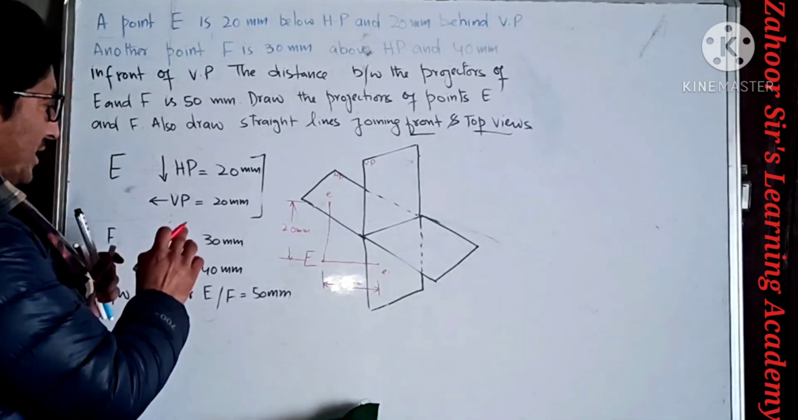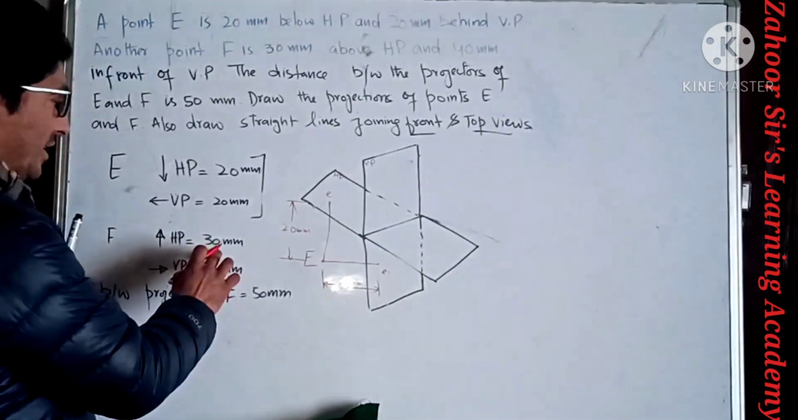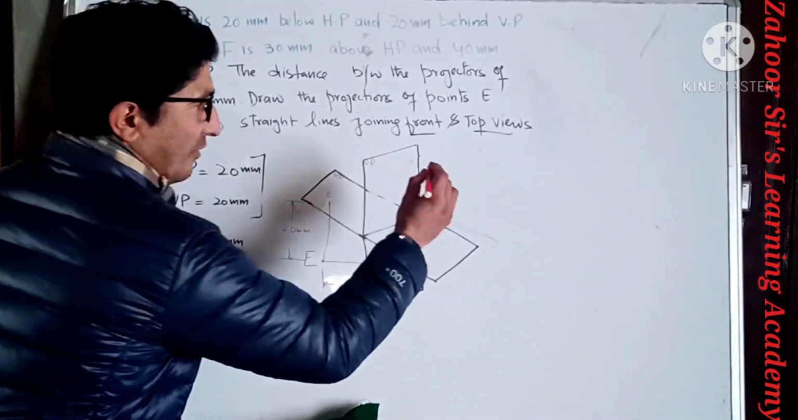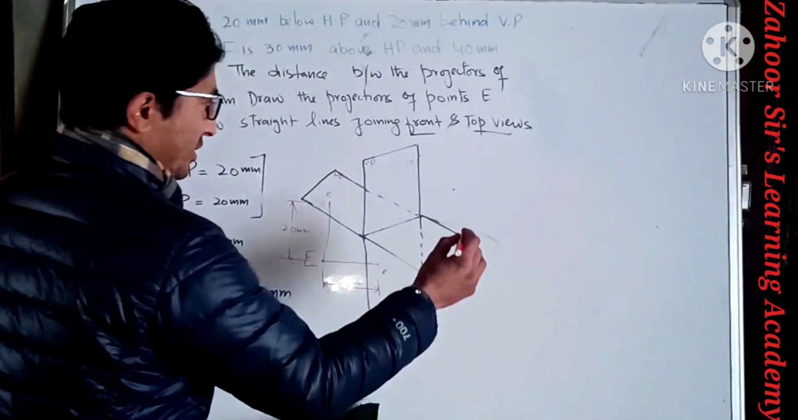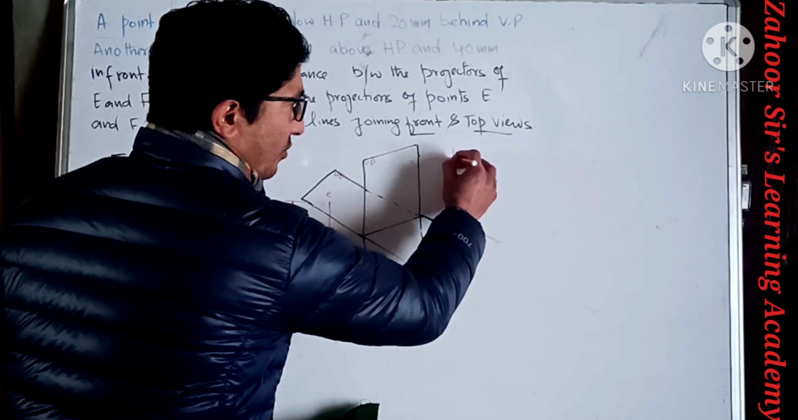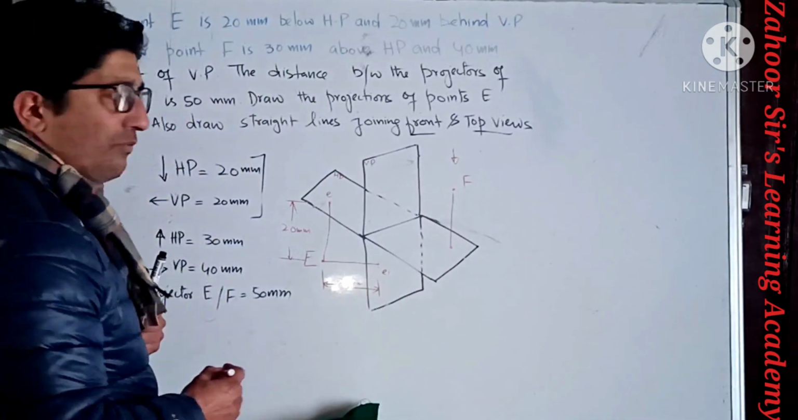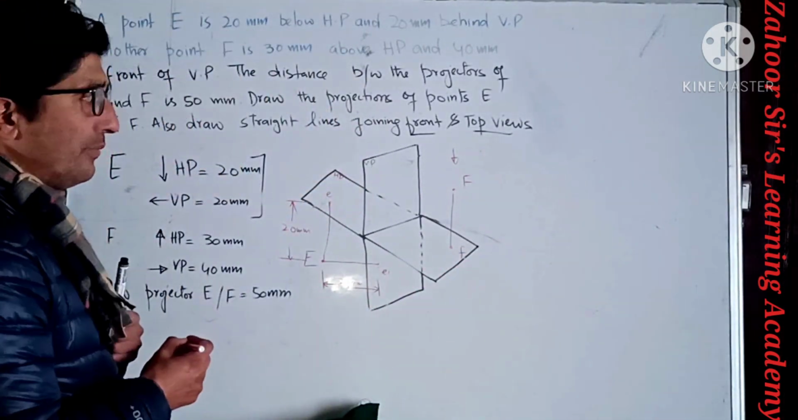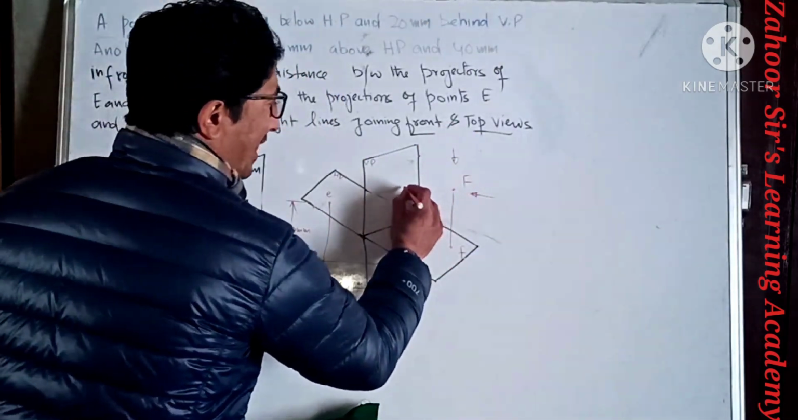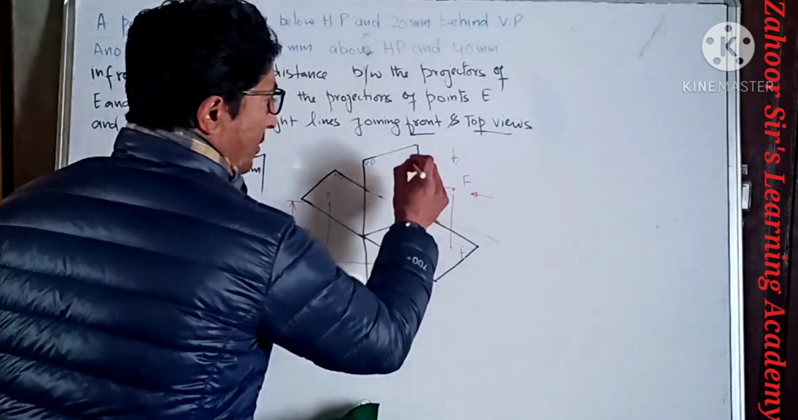Now we will draw point F. The question clearly says that point F is above HP, 30 mm above HP and 40 mm in front of VP. That means it is in the first quadrant, somewhere here. So this is my point F. Its top view can be seen on the HP, somewhere here, so that is small f. And the front view, if we look from the front, can be clearly seen on the VP. That means it is F prime.